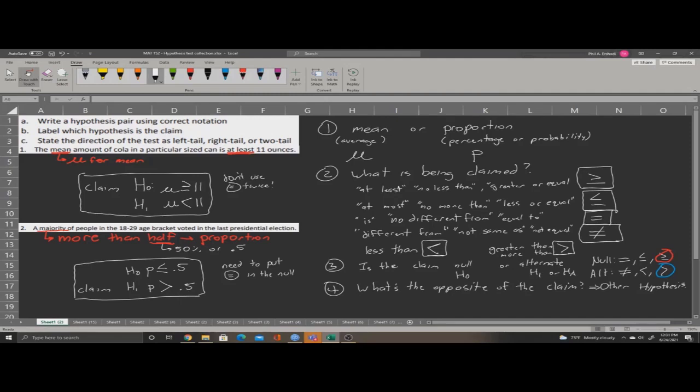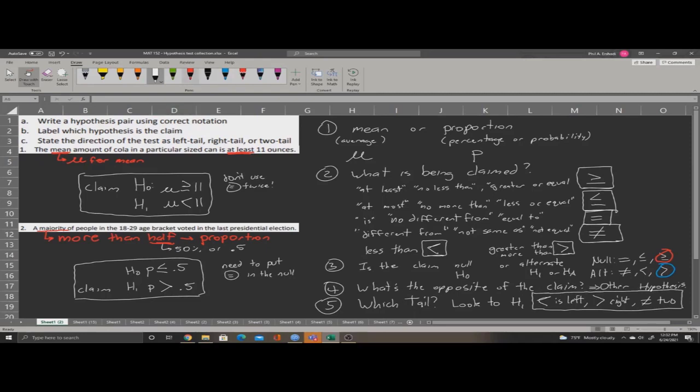Our final step is to figure out whether it is left, right, or two-tail. To determine which tail, we look to the alternate hypothesis, or H1. Less than is left tail. Greater than is right tail. And not equal to is two-tail.